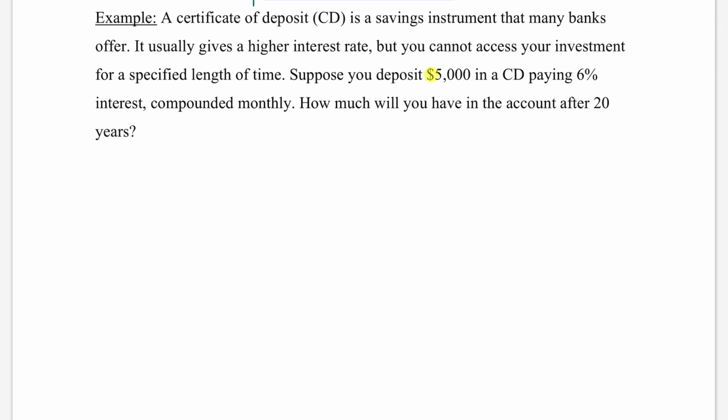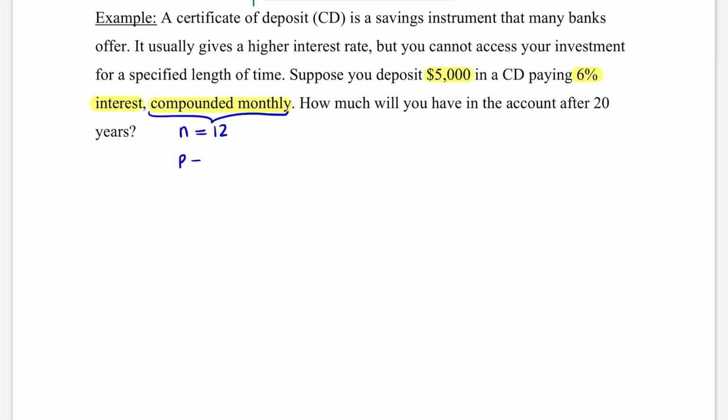I started with $5,000, so that is my principal. I put that in a CD that is paying 6% interest and compounded monthly. Compounded monthly means the interest will be added to my account every month. How many times is it in 1 year? There is 12 months a year, so N is 12.